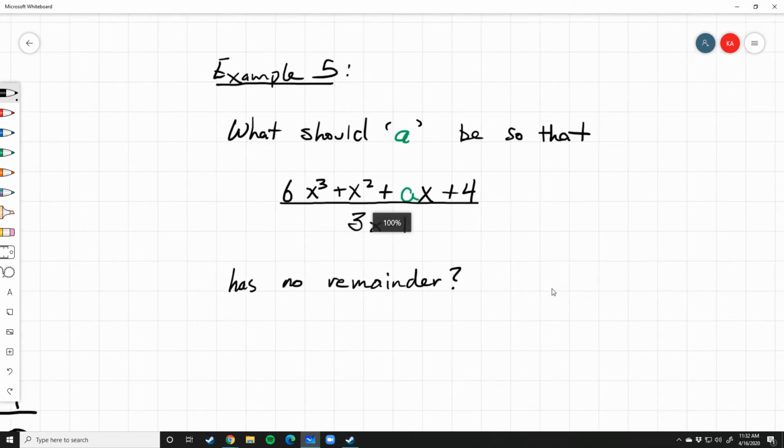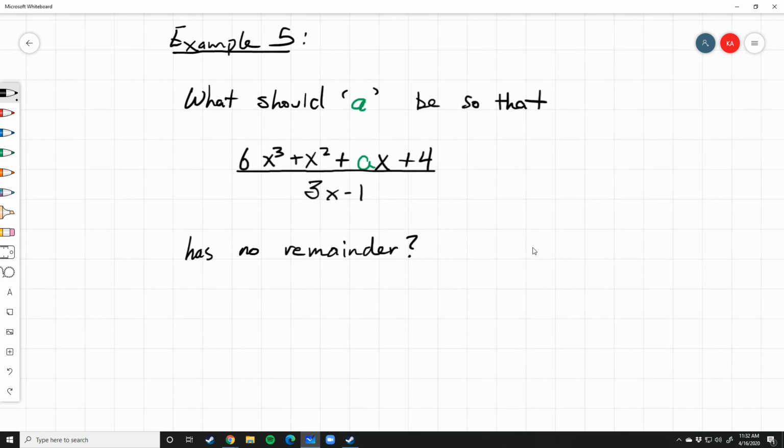Final example, getting a little tricky here. I like this problem a lot. You'll notice that there's an a in our dividend on top here. And what we want to know is what a should be so that there's no remainder when we divide these two polynomials.